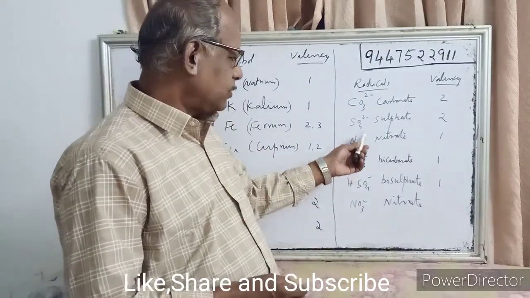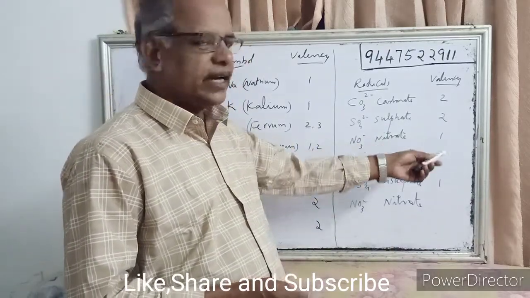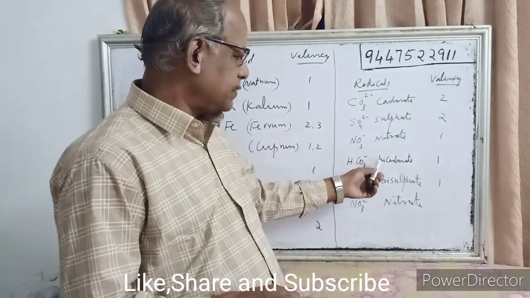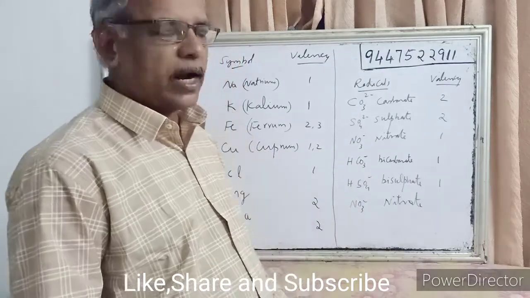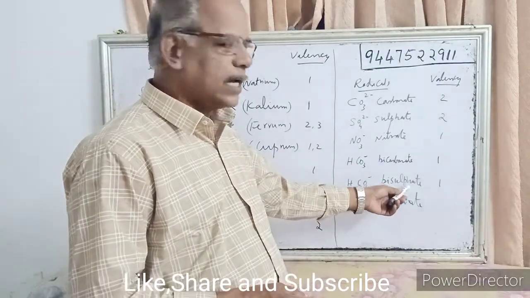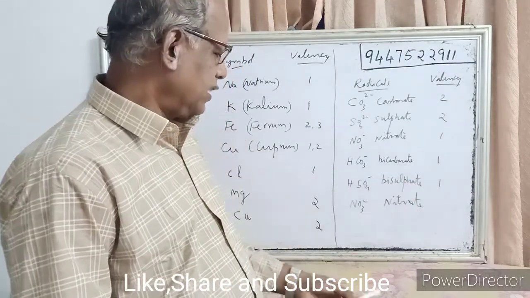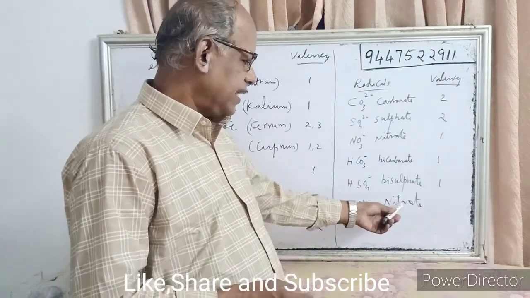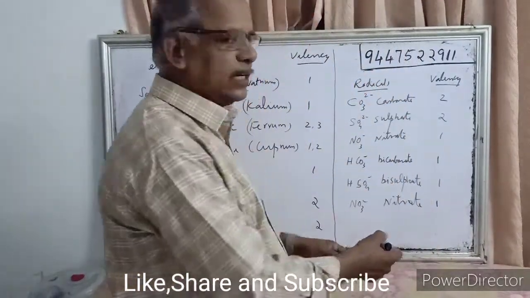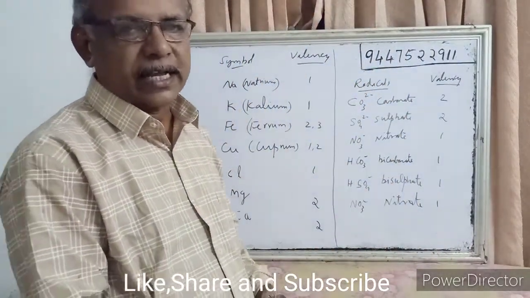Then nitrate, NO3 minus, valency is 1. Then bicarbonate, HCO3 minus, valency is 1. Then HSO4 minus, bisulfate, valency is again 1. So the charge of the radical is the valency of the radical.